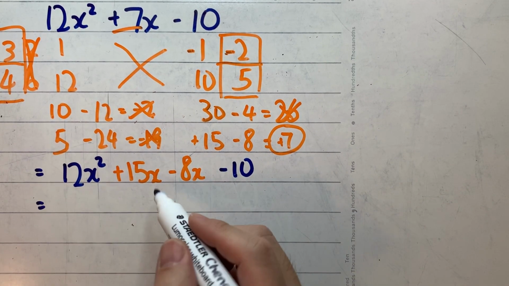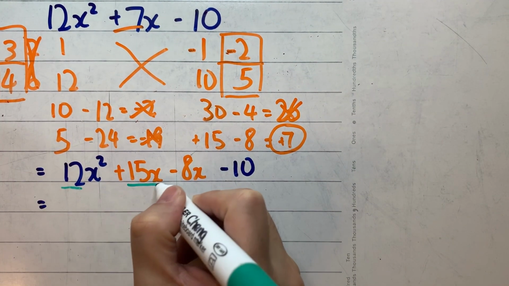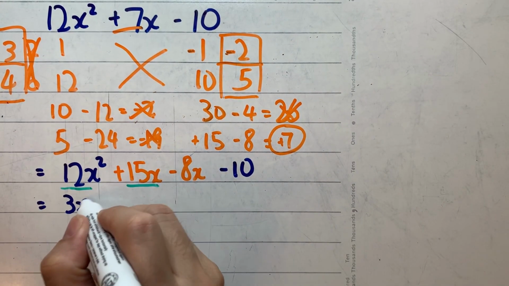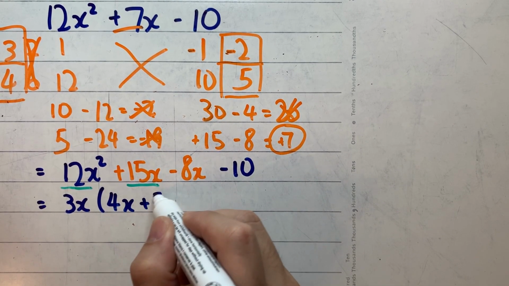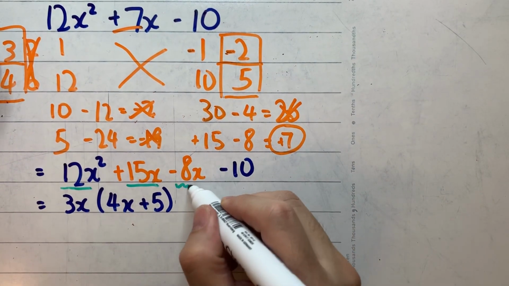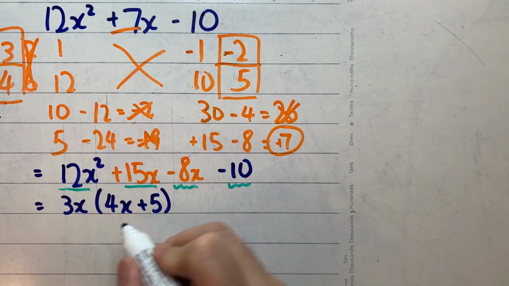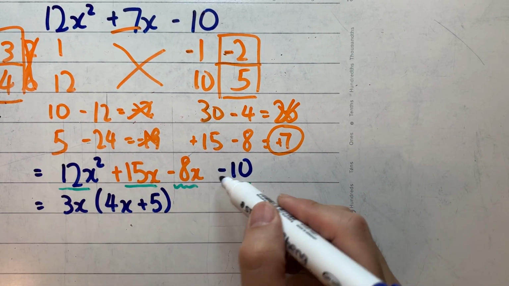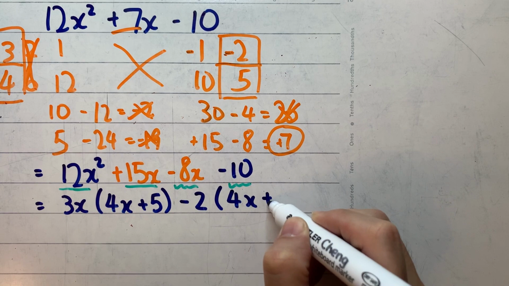But right now, let's look at the common factors of the first two terms. And the common factor is 3x. And I'm left with 4x plus 5. And at the back, the last two terms, we're also looking for a common factor. With in mind that I want to get a 4x plus 5 because I need that for the step after. So that means I need to factor out the negative 2 here instead of the positive 2 and get to 4x plus 5.